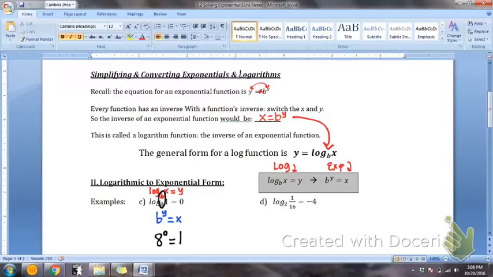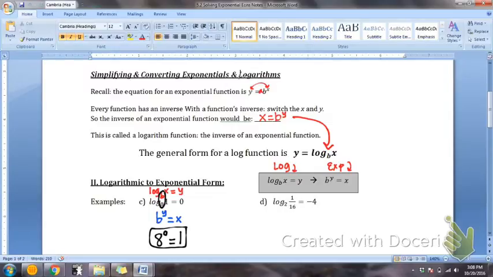We are not solving anything. We are just rewriting it. And would you agree that 8 to the 0 power, if you were to put that in your calculator, remember anything raised to the 0 power is what number? 1, right? So 8 to the 0 is 1, so it mathematically comes out to be correct. And we just rewrote it in exponential form.